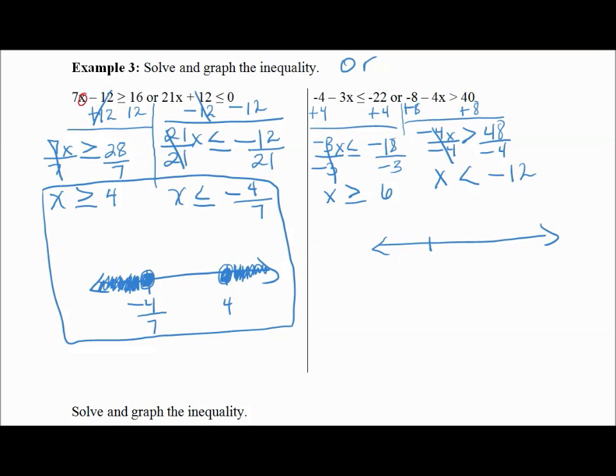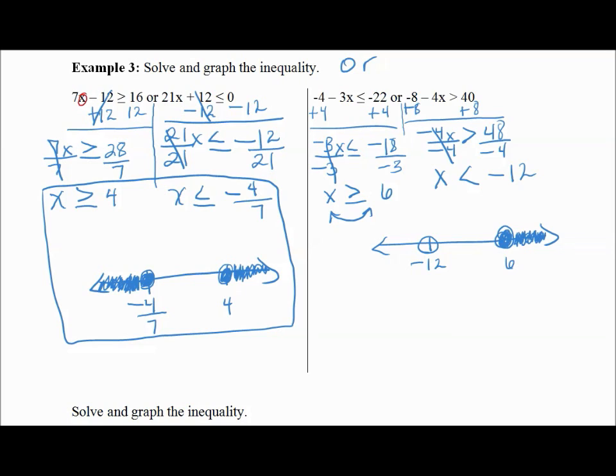I'll put my numbers on my number line, making sure that they are in order as they would appear on the number line. The negative 12 is not included in the answer, so I don't need to shade it in. The 6 is, so I'll shade that in. For this first one, I want x's that are greater than 6. That's everything to the right of 6.